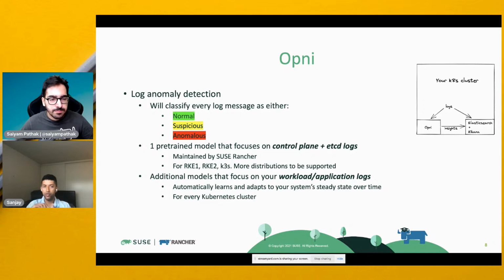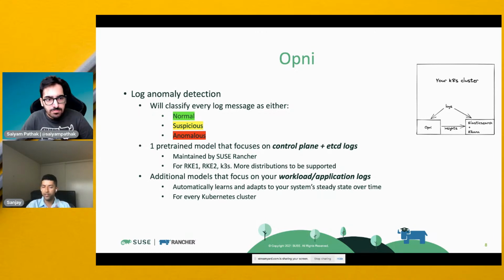So Opni comes with one pre-trained model that focuses on control plane and etcd logs. This model will be maintained by Rancher Labs and is currently focused on RKE1, RKE2, K3S, and vanilla Kubernetes distributions. More distributions will start to be supported in the upcoming weeks for our pre-trained model that will be maintained by us.